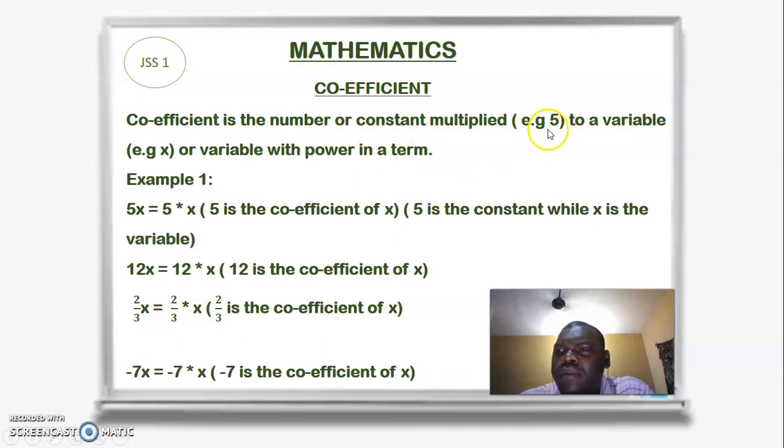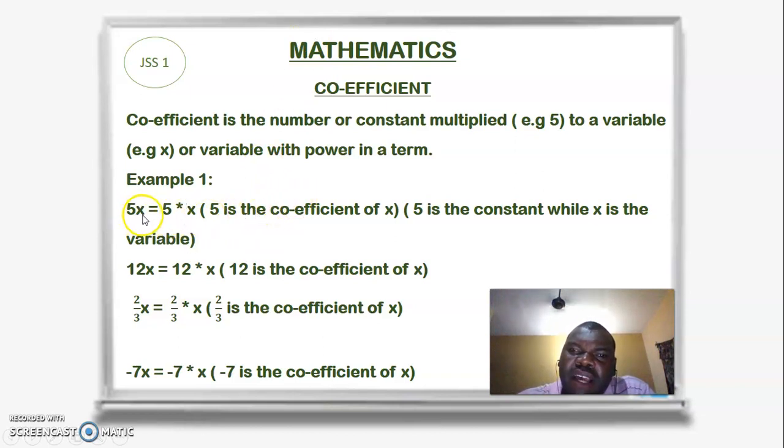Any figure, any number that you can point out, like 5, 6. In an equation, like we have 6 times 2, 6 and 2 are both constants. So that's the meaning of a constant. It is multiplied to a variable. A variable can come as an alphabet like x, y, z, p, a, b. That's the meaning of variable, because we don't really know what they stand for.